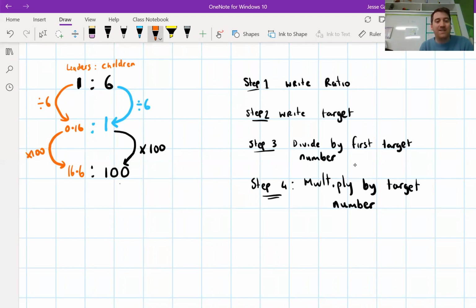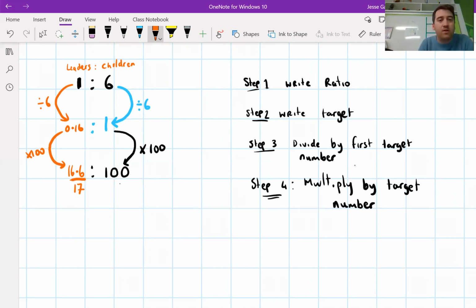So 16.6 adults or leaders for every 100 children. And technically, you can't have 0.6 of a leader. So you probably need to round up to a whole number there, 17 leaders for 100 children. Okay, because you can't have 0.6 of a leader. There's a kind of concrete everyday example of this.